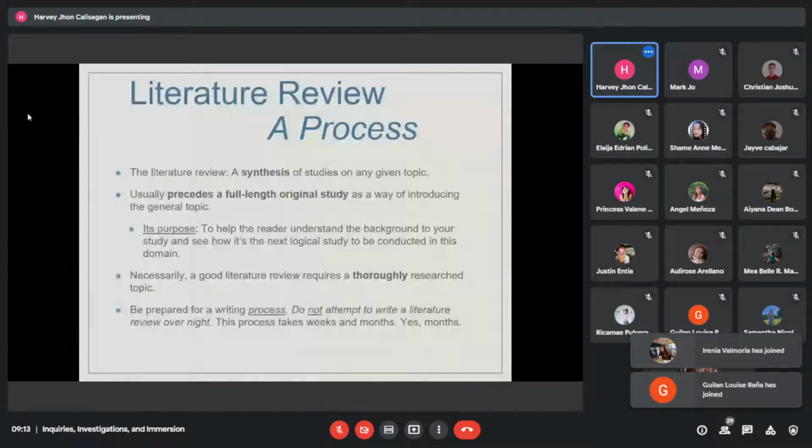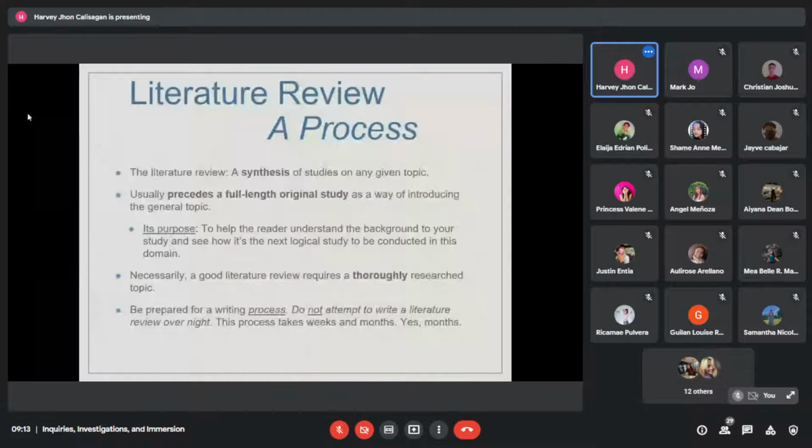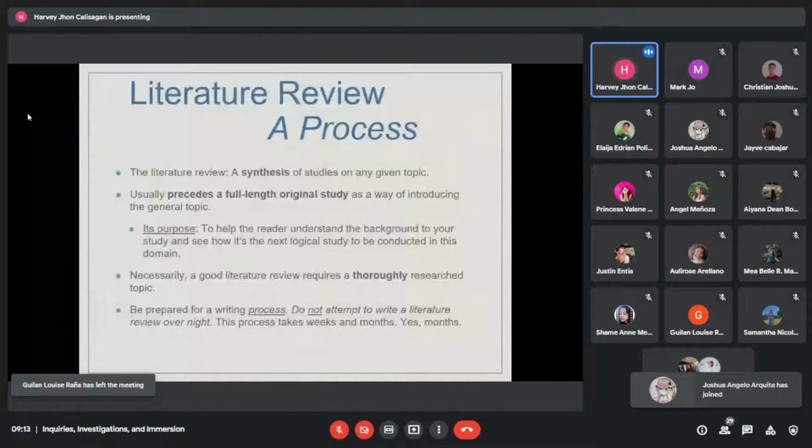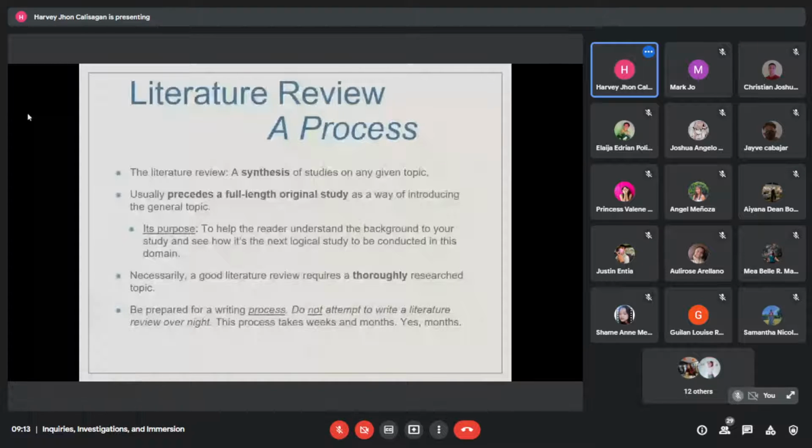Imagine if you have this problem and you don't have any evidence on how you will conduct a research, just thinking of possible things you can do to make sure that your research will lead to something beneficial or fruitful. So it precedes a full length of original study. It is not just something that you have read. It has something to do with understanding. It has something to do with how you comprehend word by word, paragraph by paragraph, the articles or references that you are trying to correlate with your research.